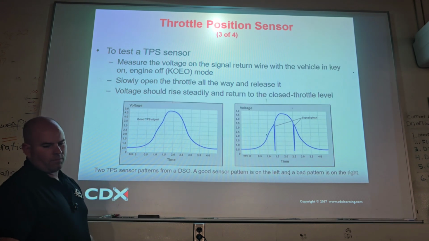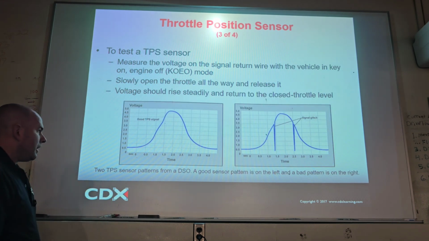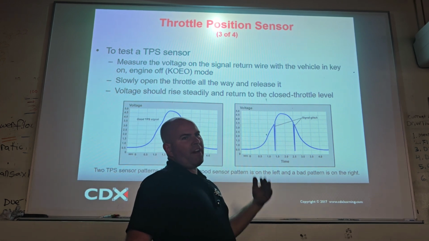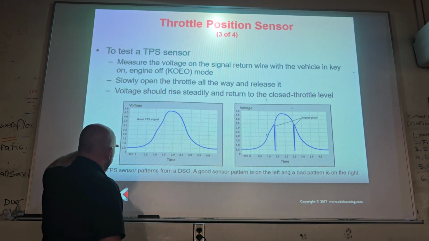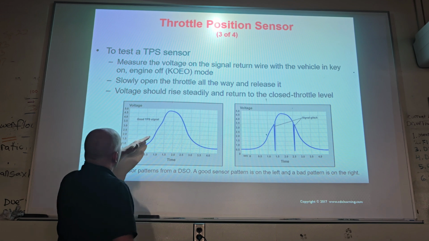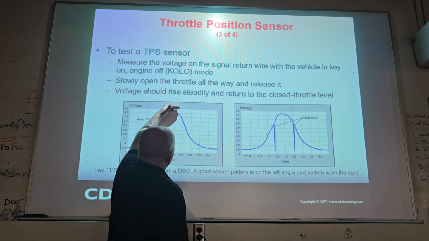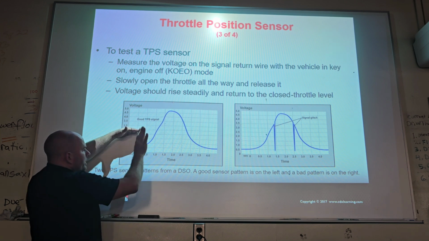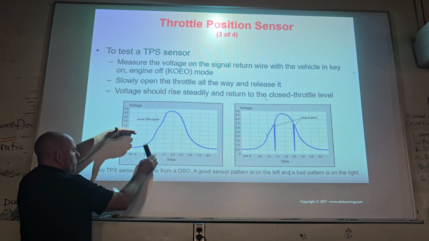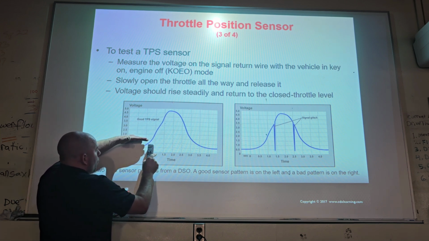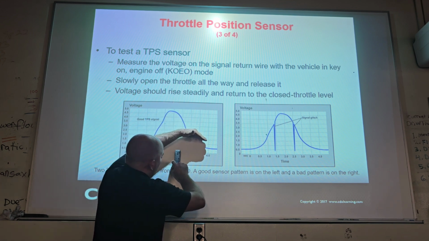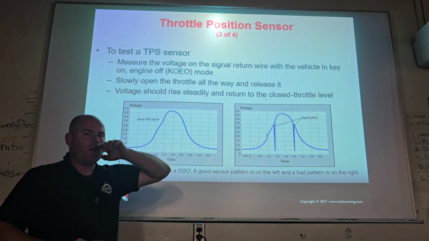Here's how you test one with a scan tool. If you were to go into the scan tool and graph the voltage and then apply the pedal, right? Half a volt, apply, wide open, release, release, release, release, right? So that's basically like this. See my hand, the marker will be the throttle. Here you go, ready? That's it. They call this a throttle sweep.